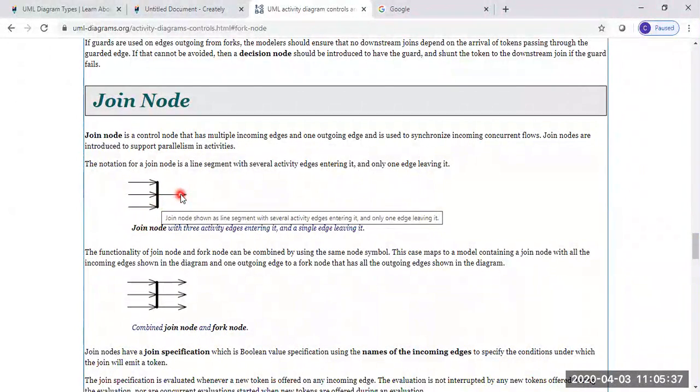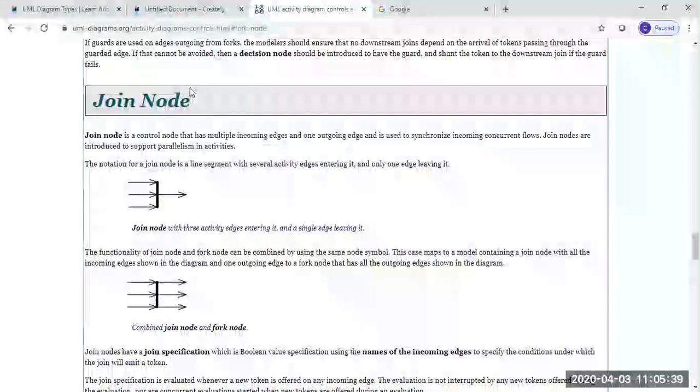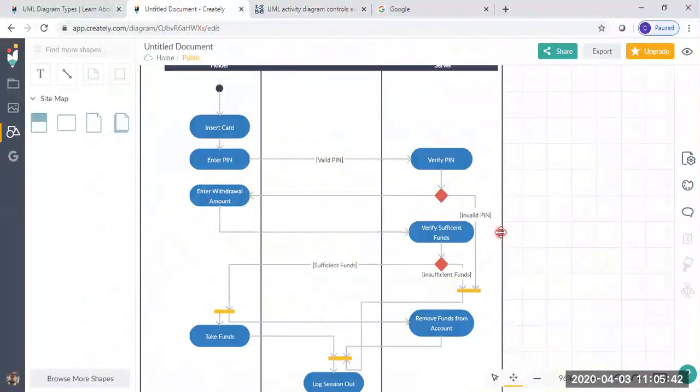Right? Now, going back to our diagram. An invalid PIN leads us to this merge option, which in turn triggers an outgoing activity, which is nothing but log session out. Fine, it takes us to log session out. Now, what if the PIN is valid? If the PIN is valid, then we would take this route.